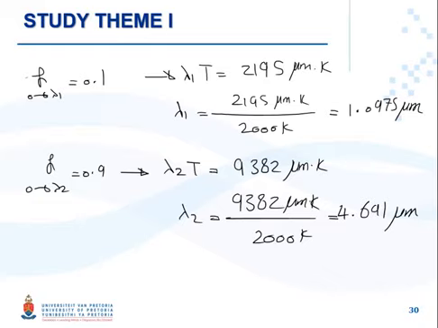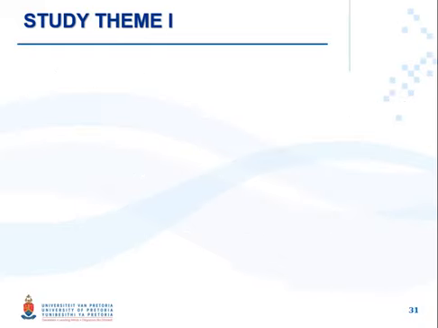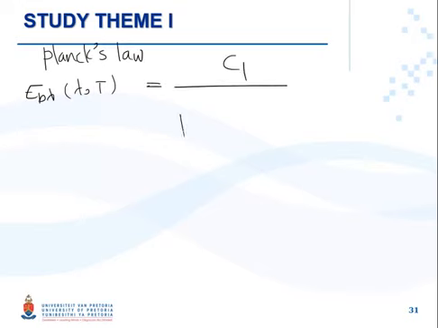Okay. What else do we need to calculate? Spectral emissive power and wavelength associated with the maximum emission. How can we calculate the spectral emissive power? Planck's law. So E_b lambda T, Planck's law, if you remember, was C1 over lambda to the power of 5 times e to the power of C2 over lambda T minus 1.